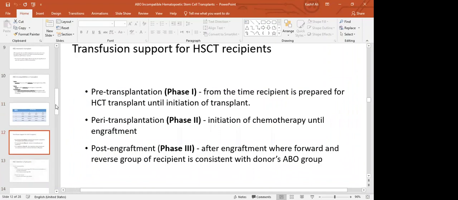Okay, now coming to transfusion support for HSCT recipients. There are three phases. Phase 1 is preparation for hematopoietic stem cell transplant until initiation of transplant. Phase 2 is the pre-engraftment phase, from initiation of chemotherapy until engraftment. And phase 3 is post-engraftment, where the forward and reverse group of the recipient is consistent with the donor's ABO group. This phase needs some consideration. Let's discuss it.